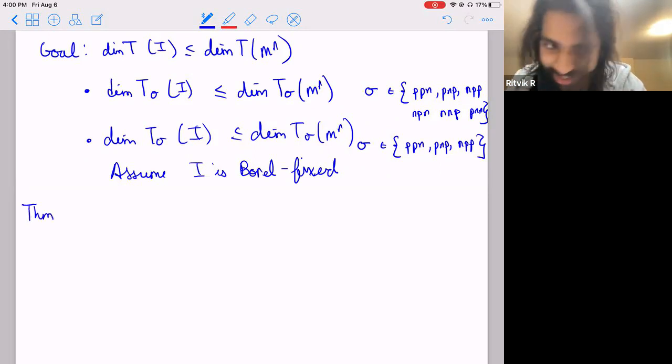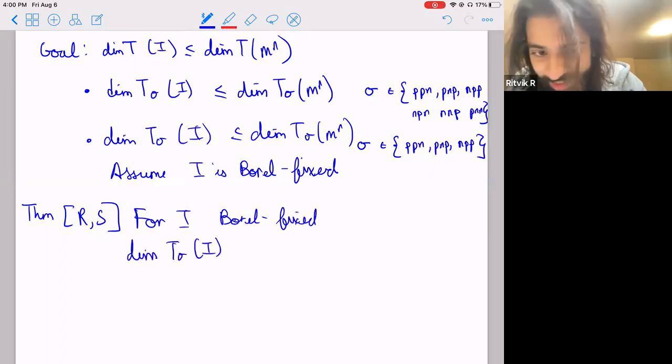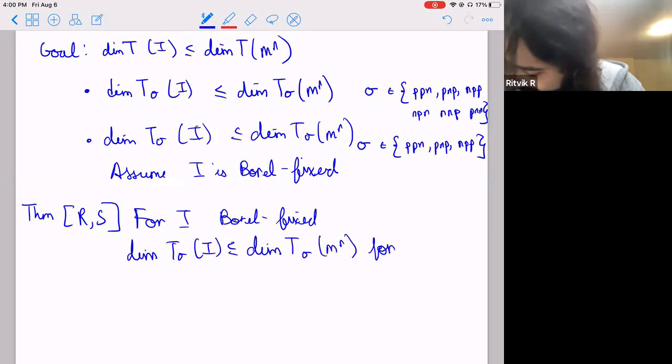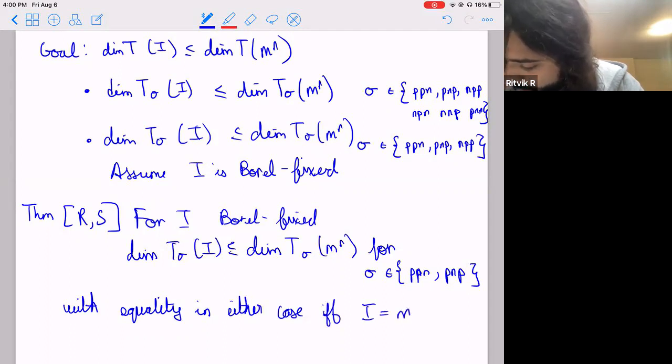Here's the last theorem I have for you. For I Borel fixed, the dimension of this is at most the dimension of this. This is not the full conjecture; it's for two out of the three signatures, PPN and PNP. I'll say a little bit about why. And you get a little bit extra: equality in either case if and only if I is a power of the maximal ideal.